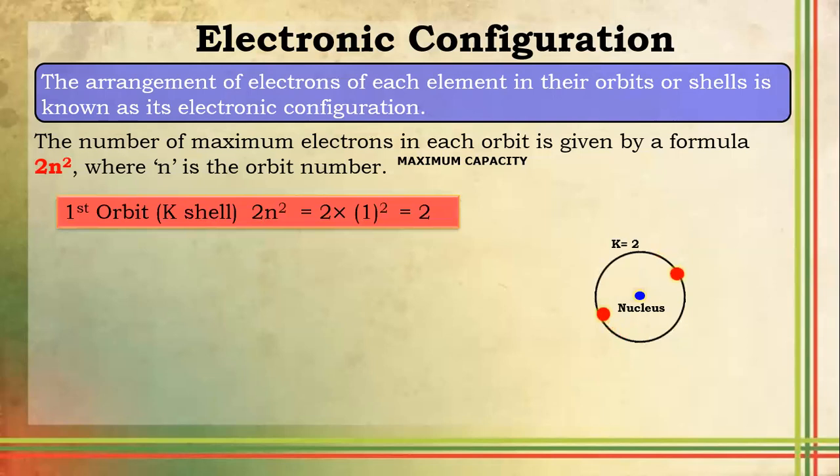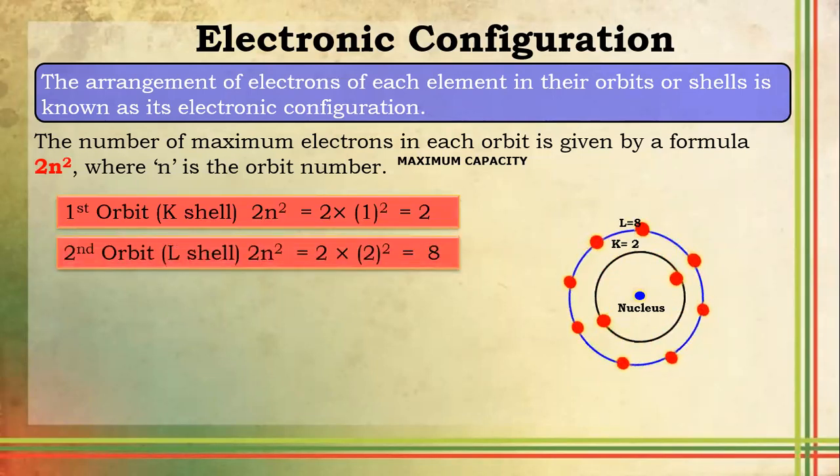Now let's go to the L shell, that is number 2. So again, first square, then multiply. So 2 squares are 4, 4 twos are 8. So the maximum capacity of the second shell is 8. So in the second shell, 8 electrons can go. Not more than 8, it can be less than 8.